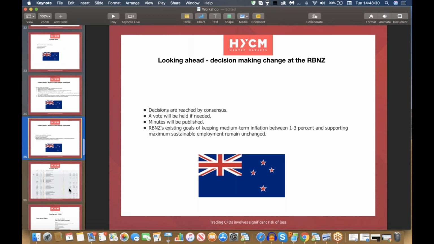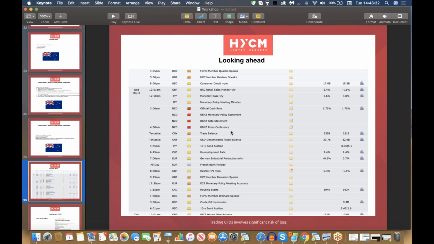So looking here, we can see this is the data that's coming out. GMT, 3 a.m., official cash rate, 1.75%. We've also got an FOMC member, Quarles, speaking later this afternoon. He's not expected to say much because it's a financial regulation meeting, so it's not particularly market moving.